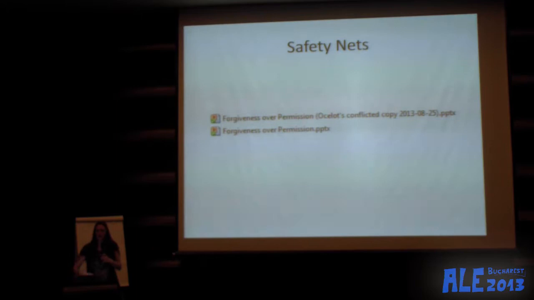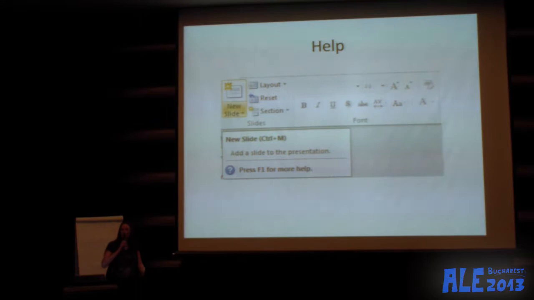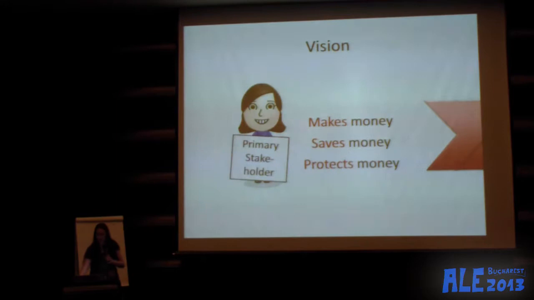And then we've got the help. So when you hover over things, it gives you some guidance on how to use it, and you can press F1 if you want to get more help. Okay, so those are pretty simple ideas for how you might go about getting forgiveness into a system.